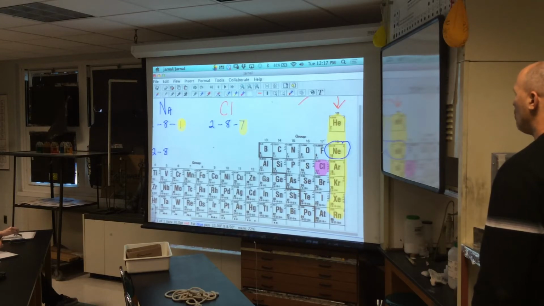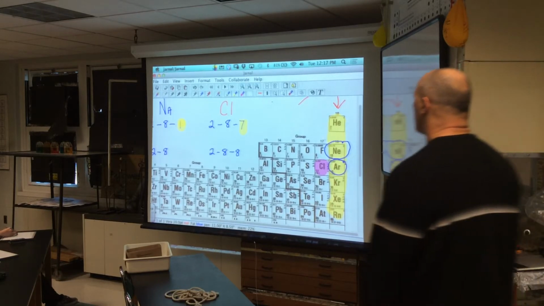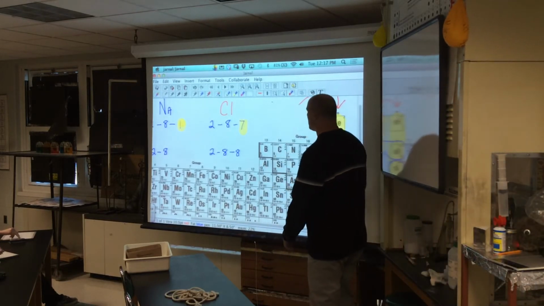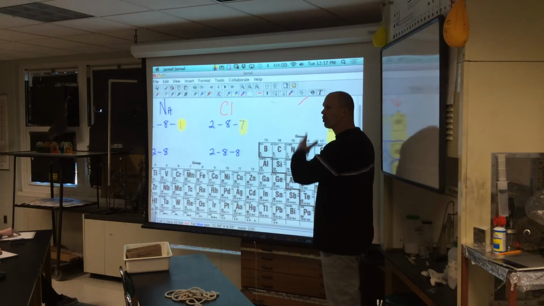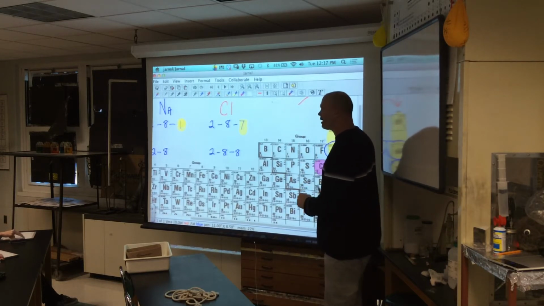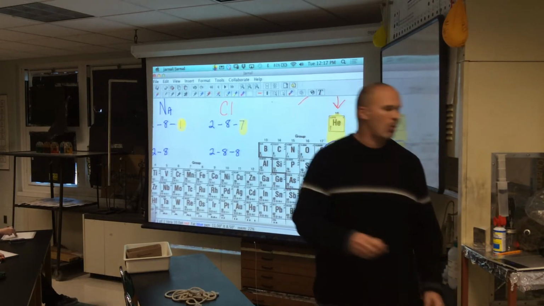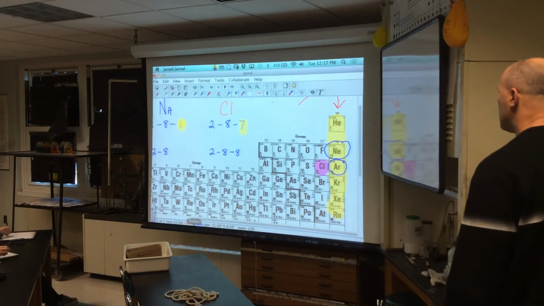Chlorine, if it could gain one, would be 2-8, and it would have the same configuration as argon. Both noble gases that have filled energy, let's just say they have filled orbitals, okay? And they're very stable. Now, how can this work? Because clearly, that's the easiest pathway.